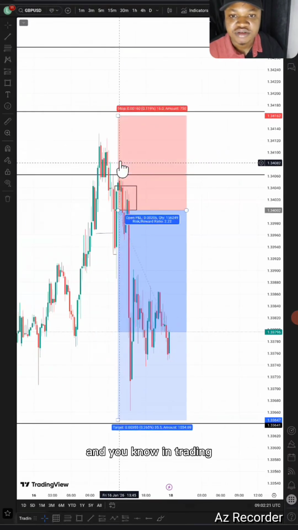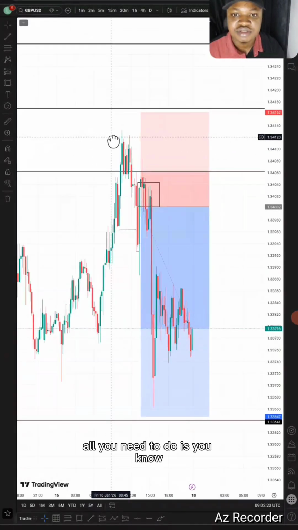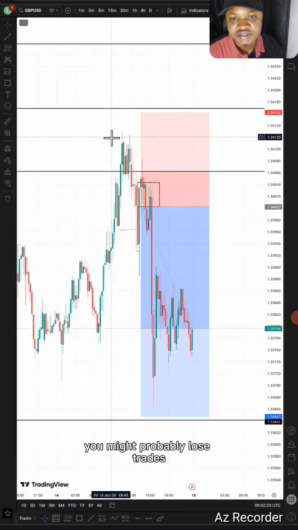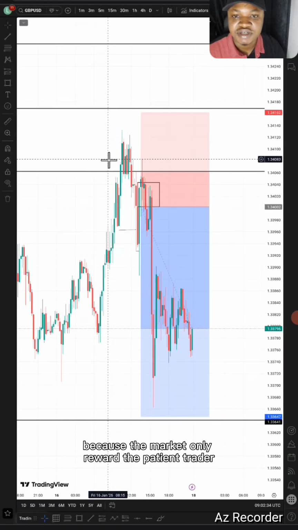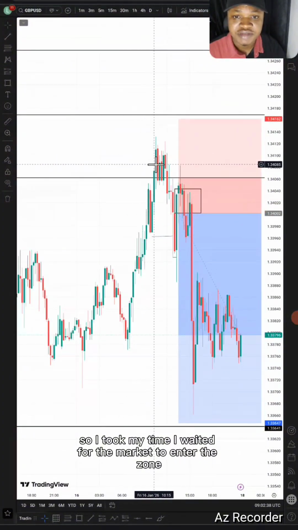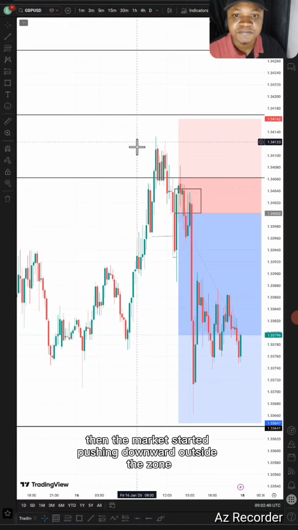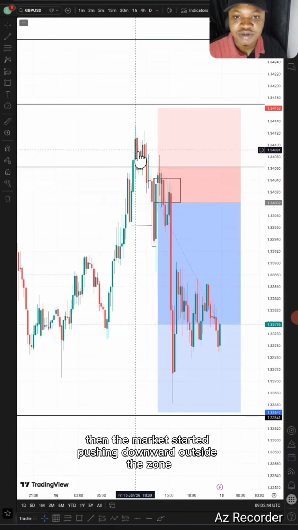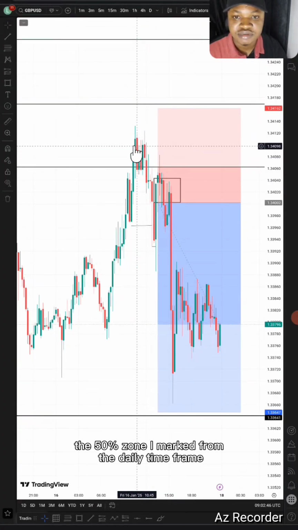And in trading, all you need to do is just be very patient, because if you're not patient, you might lose trades. The market only rewards the patient trader. So I took my time, I waited for the market to enter the zone, then the market started pushing downward outside the zone, the 50% zone I marked from the daily time frame.